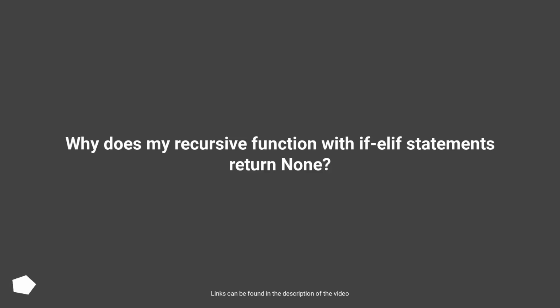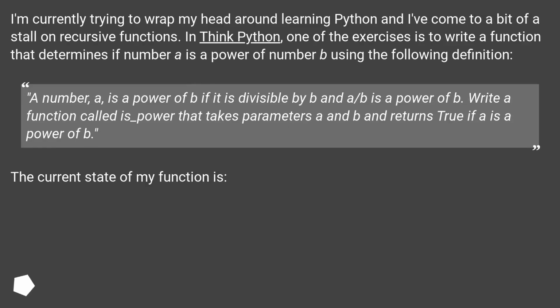Why does my recursive function with if-elif statements return None? I'm currently trying to wrap my head around learning Python, and I've come to a bit of a stall on recursive functions. In Think Python, one of the exercises is to write a function that determines if number a is a power of number b using the following definition.